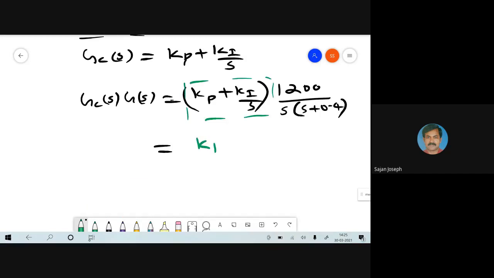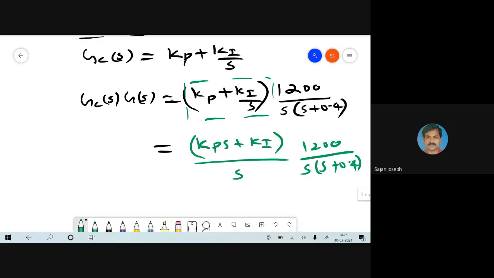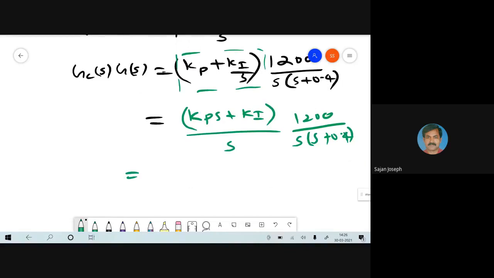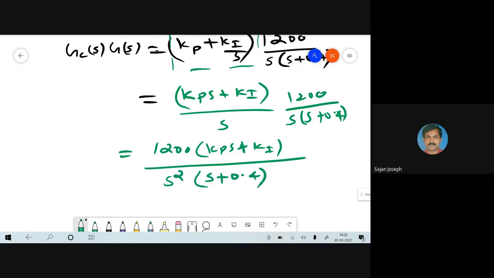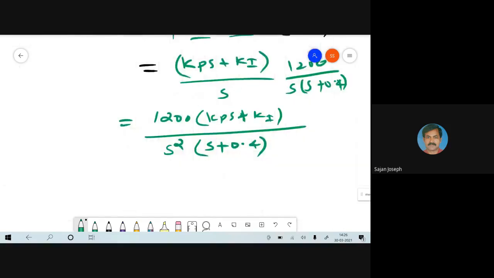This is equal to (Kp s plus Ki) divided by s, into 1200 divided by s into s plus 0.4. So that means 1200 into (Kp s plus Ki) divided by s square into s plus 0.4. So therefore, we can see, what is the type number after adding the PI controller? Type 2, sir. Yes, after adding the PI controller, the type becomes 2.